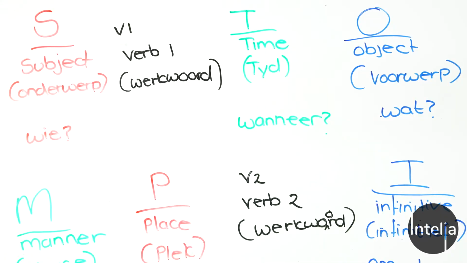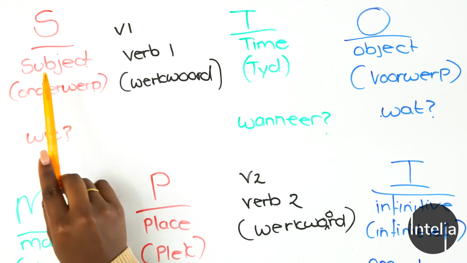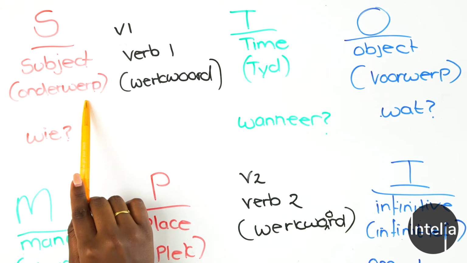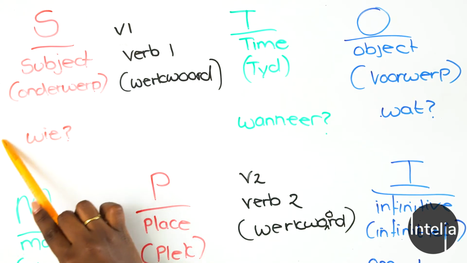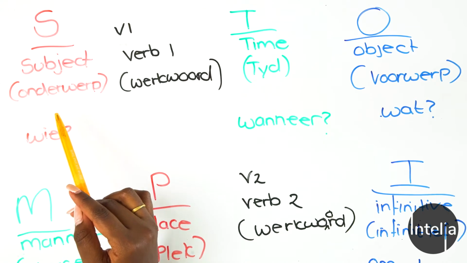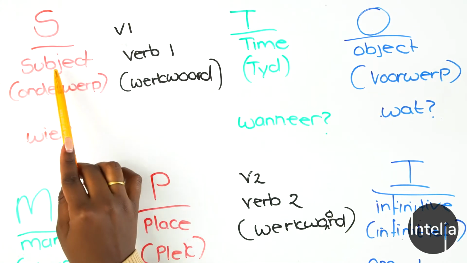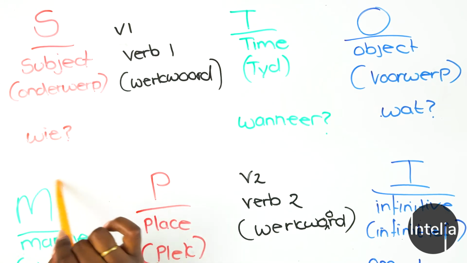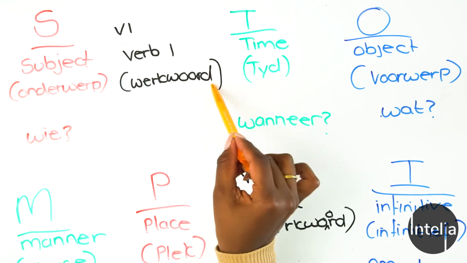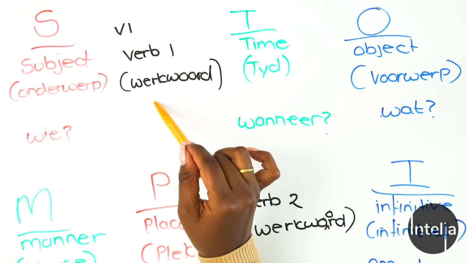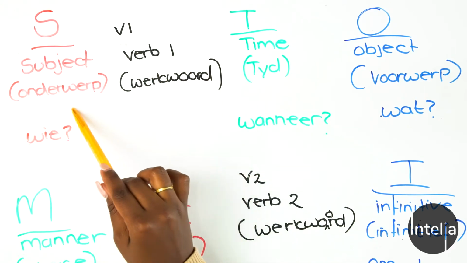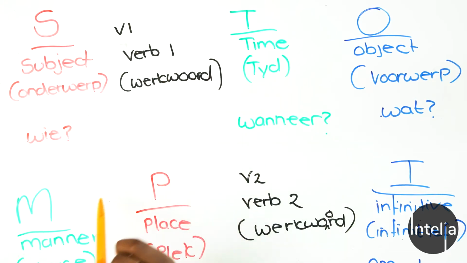Let's look at our first part of stompie, which is S, subject. Subject in Afrikaans is onderwerp. So our sentence should start with wie, the subject. Who? That's our subject. So the beginning of a sentence starts with onderwerp, and our onderwerp is wie. Then, from our onderwerp, we have werkwoord nummer 1. Verb 1. So after we have our subject, we have our first werkwoord.